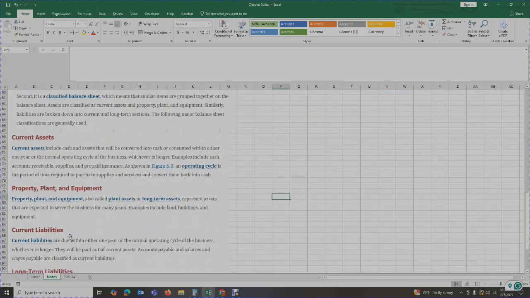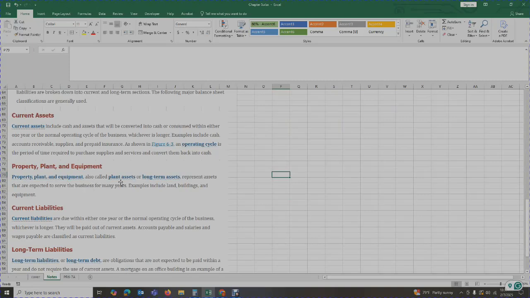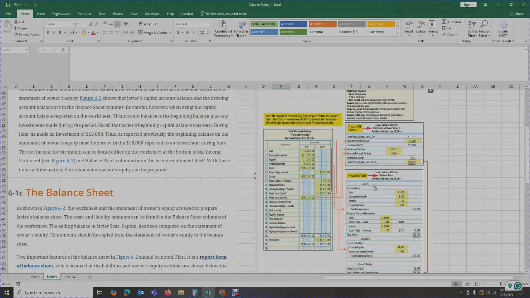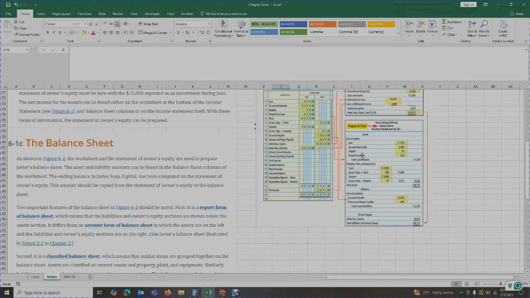So let me see what they put here for property, plant, and equipment. These are known as plant assets or long-term assets, and they basically represent assets that are expected to serve the business for many years, and they have land, buildings, and equipment as examples. Now that's the only change. Before we just had our total assets. Now we're splitting the assets into two: current assets and property, plant, and equipment. Current assets are anything that is cash or can be converted to cash or will be used up within a term of a year or less. Property, plant, and equipment are your long-term assets, anything that will serve you for longer periods of time.